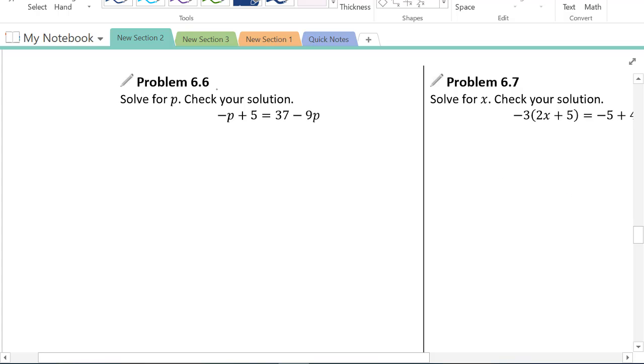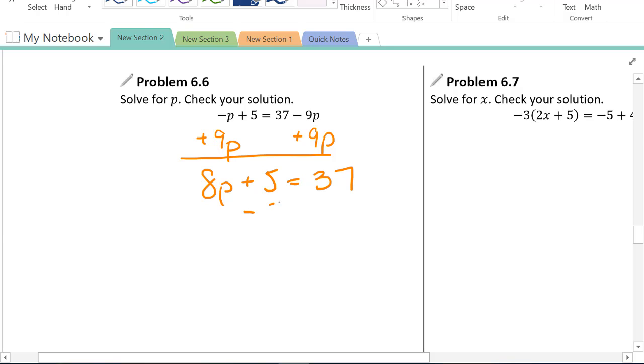Alright, so again, I'm going to bring all the p's to the left side, right? Bring all the variables to the left. So how do I bring this over? I'm going to plus 9p, and then plus 9p over here. So that's going to give us 8p plus 5 equals 37.